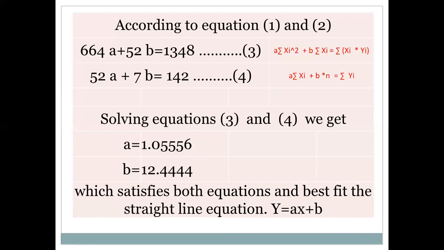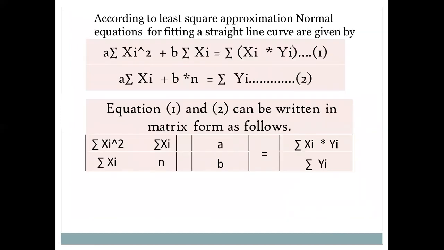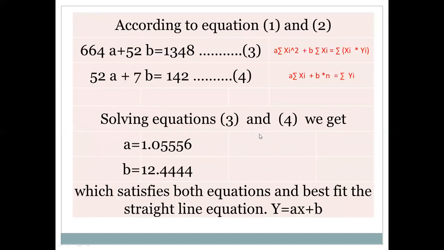So what is required for fitting a straight line for the given data points? It is necessary first to calculate sum of xi, sum of yi, sum of xi square, and sum of xi into yi. And our aim is to find these a and b values so that the straight line equation y is equal to ax plus b must be satisfied at any values of x and y. Then only we will fit a best curve.